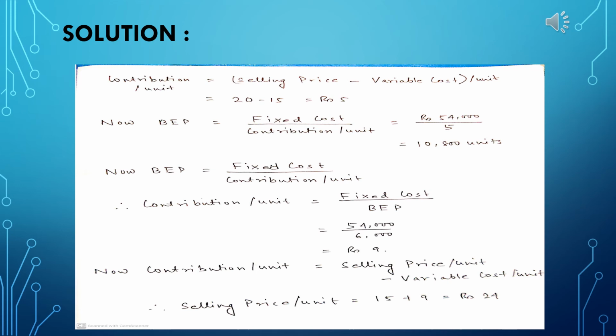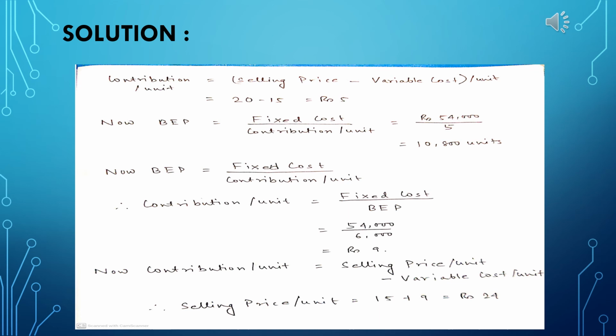Now we know that contribution per unit is rupees 9, and we need the selling price per unit and the variable cost per unit. It has not been mentioned in this sum that the variable cost per unit will change with the break-even point, so if we consider it constant, we are taking it to be 15. Selling price per unit will be the variable cost per unit plus the contribution per unit. The respective figures are 15 and 9, so we get the selling price at rupees 24 per unit.